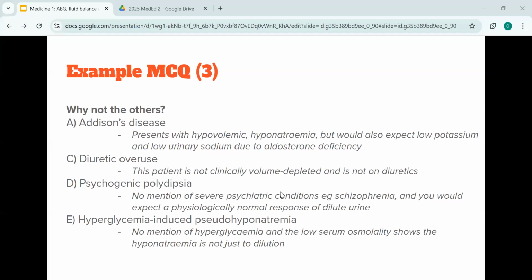We mentioned psychogenic polydipsia and hyperglycemic-induced pseudo-hyponatremia. There's no mention of diabetes, hyperglycemia, or any other causes like that. And this low serum osmolarity shows that hyponatremia is not just due to dilution due to another solute.